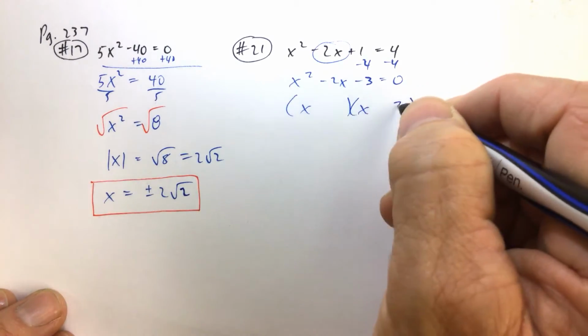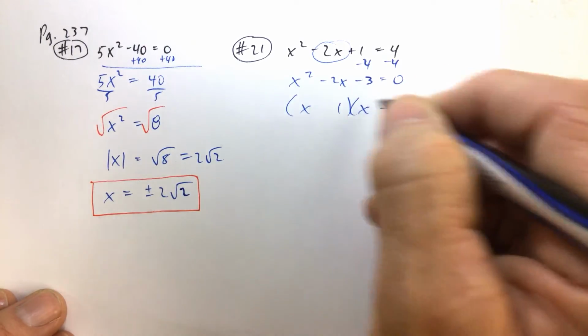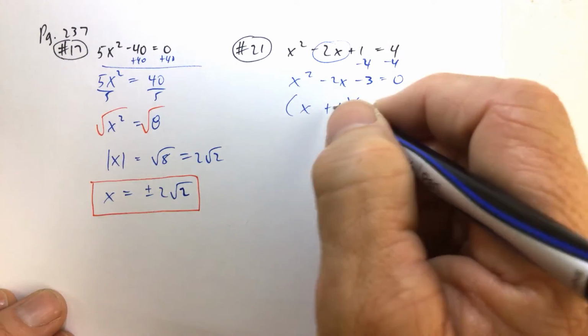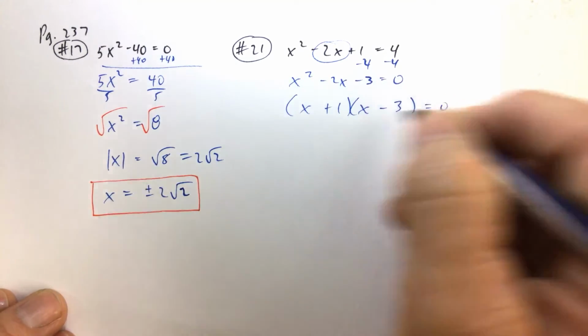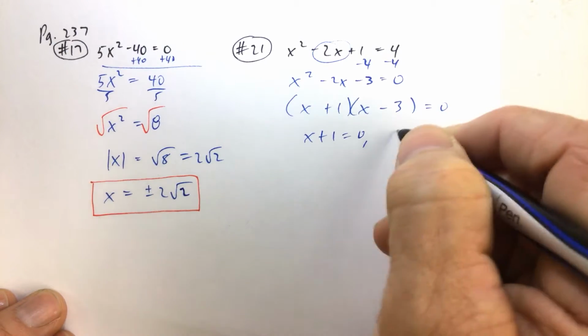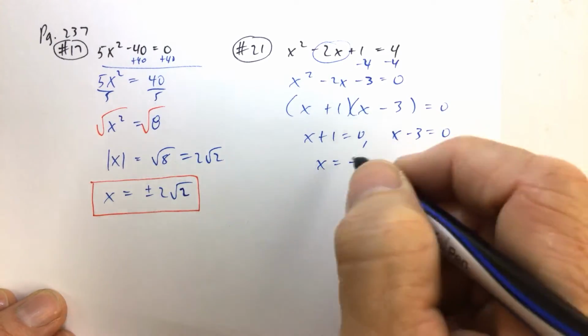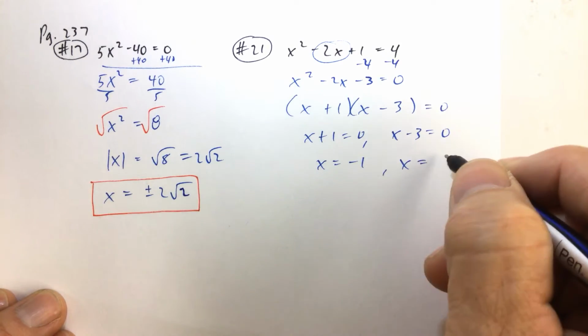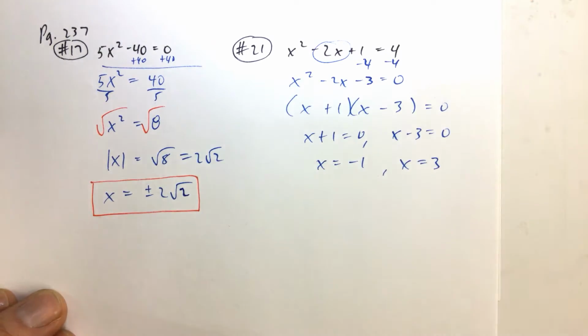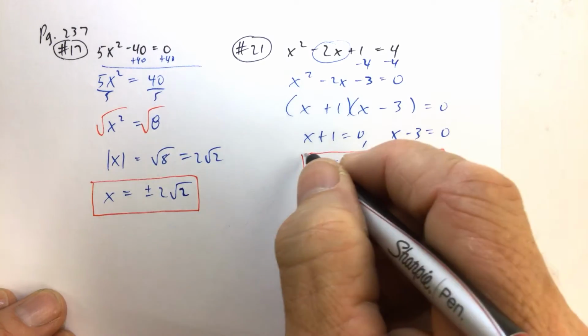Find the first, find the last, check the outer, add the outer to the inner, and see if you get the middle term. So we get the middle term, so we get x plus 1 equals 0, and x minus 3 equals 0. So we get the two solutions, x equals negative 1 and x equals positive 3. So we didn't even need the quadratic formula.